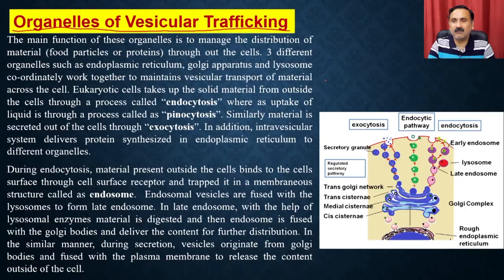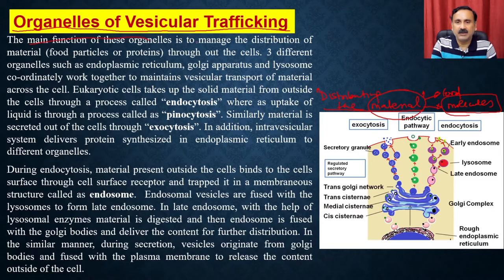Similarly, if you want to distribute material within the cell, it also has a vesicular trafficking system. So there are organelles which are responsible for distributing the material within the cell, right? This could be for the plant cell, or it could be for the animal cell. This material could be food particles, or it could be signaling molecules, right? So the main function of these organelles, which are part of vesicular trafficking, is to manage the distribution of the material, whether it is a food particle or the proteins which are a part of signal transduction, throughout the cell.